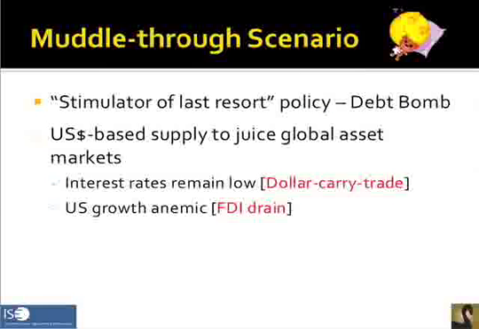Muddle through scenario, stimulator of last resort. This is, as I said, the U.S. is trying to stimulate the global economy through more and more debt. Again, we're not quite sure if this is the case, but it sure looks like they're trying to use the dollar to juice the global asset markets again, as they did in the last cycle. Whether or not that is successful, if it is, it does suggest that the dollar can continue to go lower.